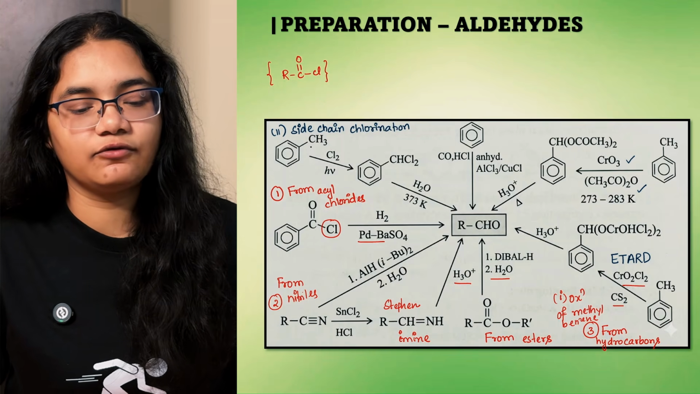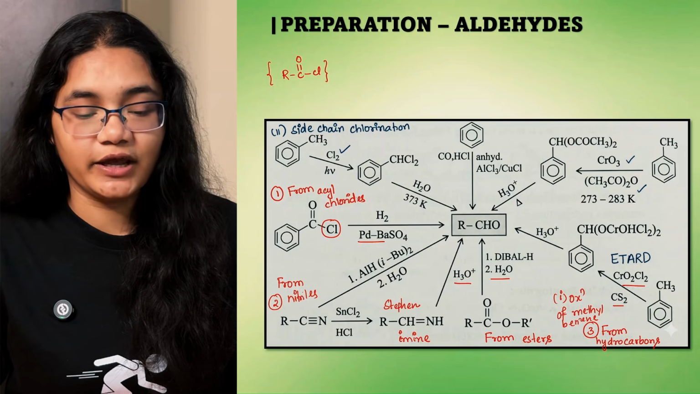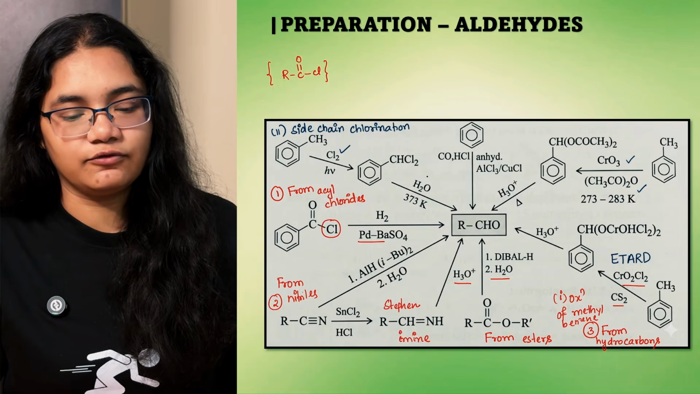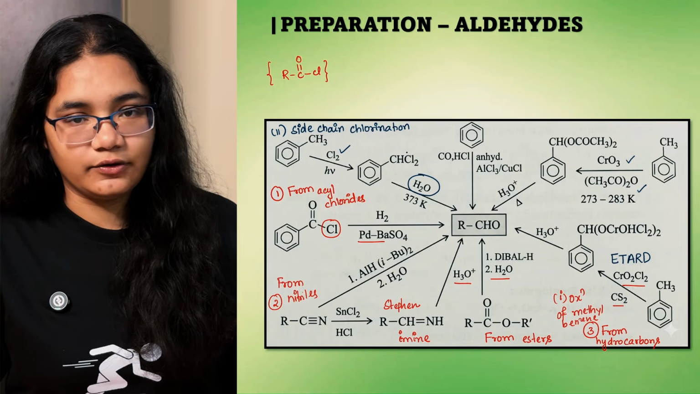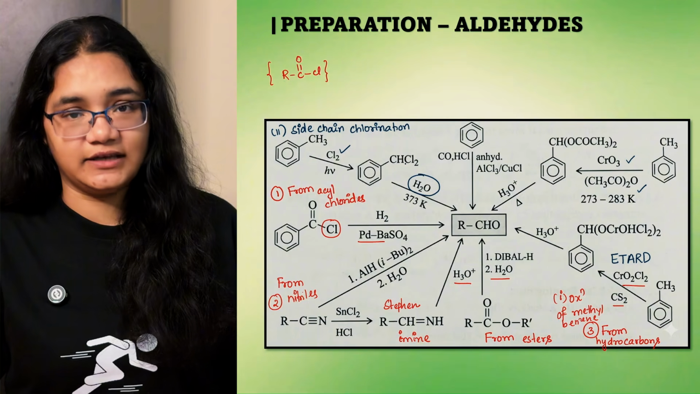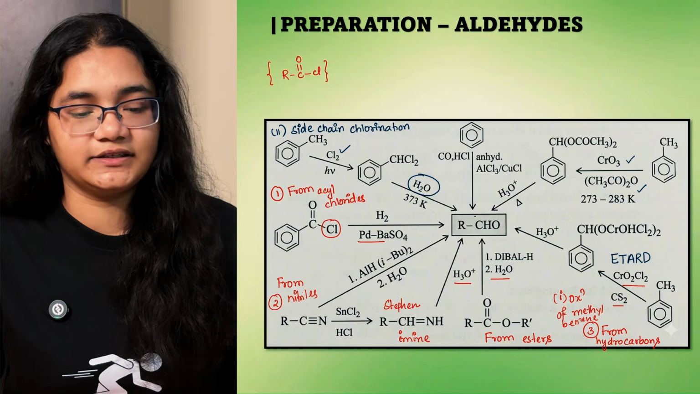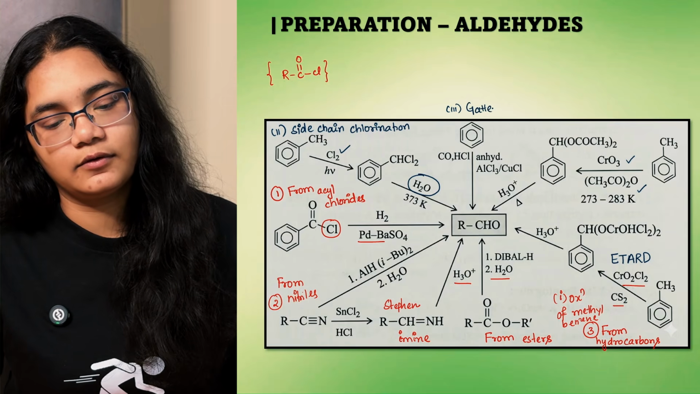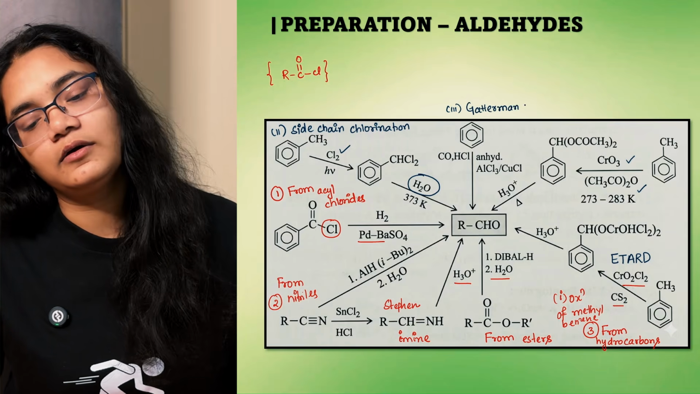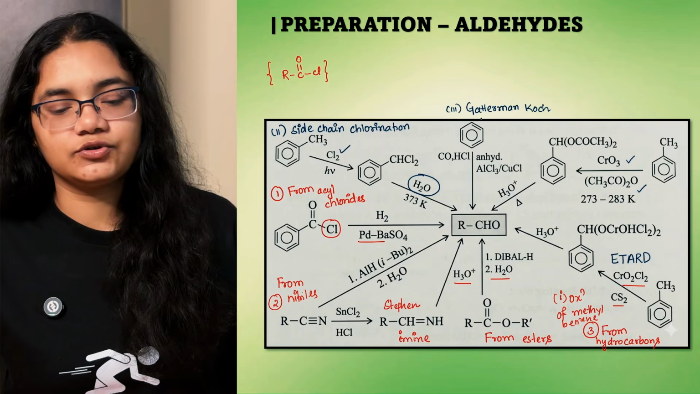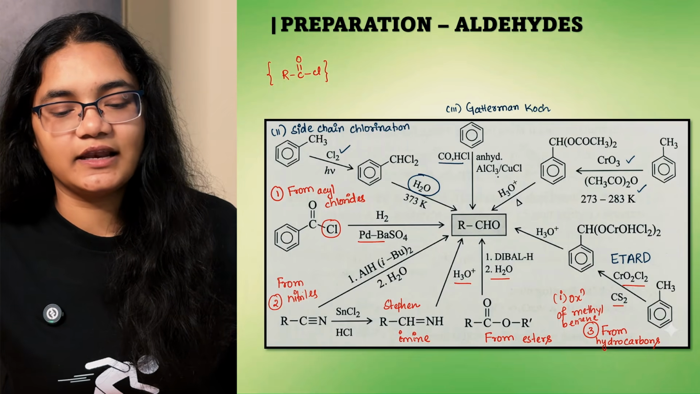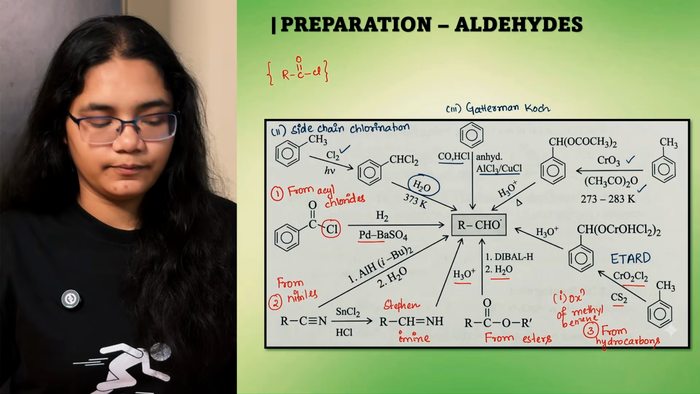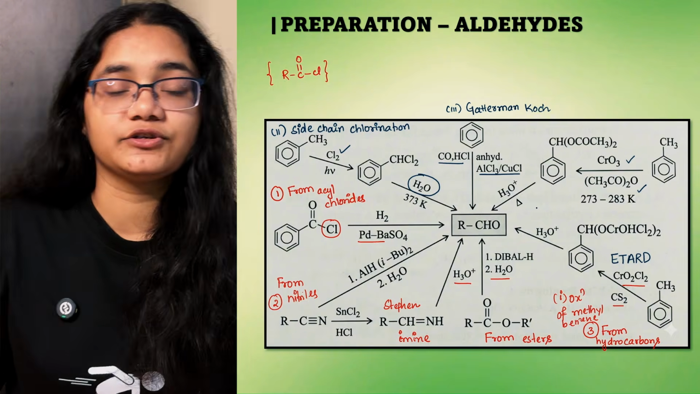So here what will happen, if you have CH3, you treat it with Cl2 and light. So two hydrogens are replaced with Cl. Then if you have H2O, that Cl group is replaced with OH, and then there is dehydration and we get RCHO. Now the third method here is the Gattermann-Koch reaction. So here we have benzene, CO, HCl, anhydrous AlCl3 or CuCl, and that will give you RCHO. Okay, so these are the different methods of preparation of only aldehydes.